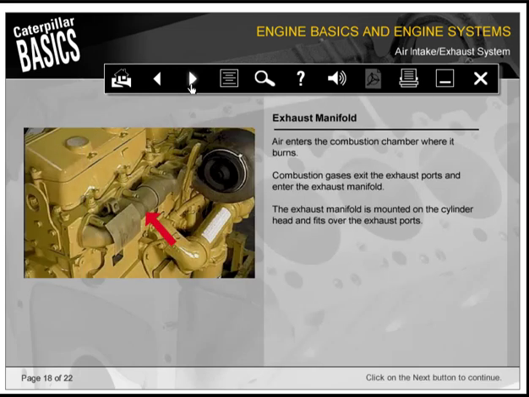Air enters the combustion chamber where it burns. Combustion gases exit the exhaust ports and enter the exhaust manifold. The exhaust manifold is mounted on the cylinder head and fits over the exhaust ports.